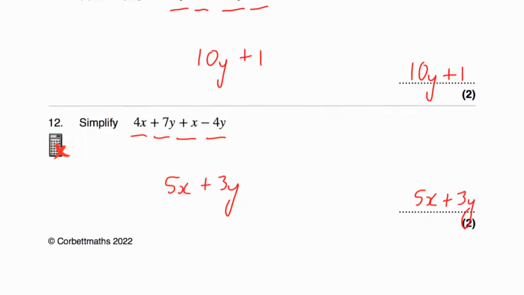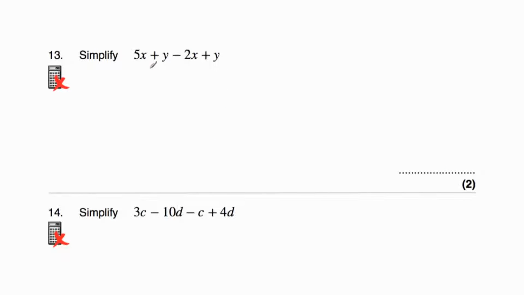Okay, our next question, question 13. Question 13 says to simplify 5x plus y, take away 2x plus y. So again, let's deal with our x's and then deal with our y's. So 5x, take away 2x. So 5x's, take away 2x's. If you had 5 lots of x and you take away 2 lots of x, that'll be 3 lots of x, so 3x. And then if you add y and then add another y, altogether you'd be adding 2y's, because that's 1y, and then add another 1y, so you'd be adding 2y's. So the answer would be 3x plus 2y.